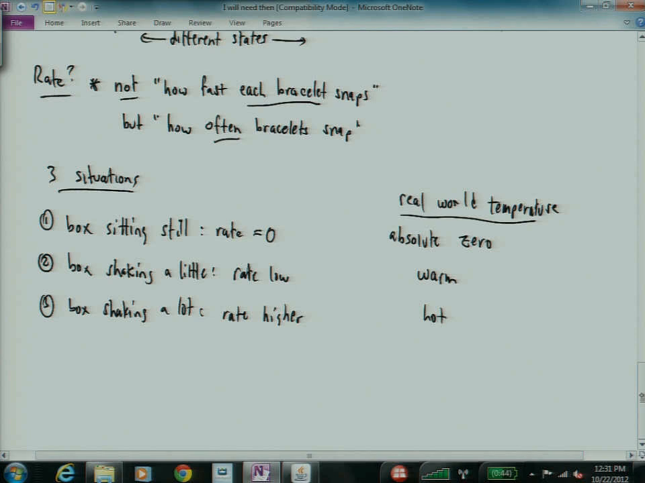And why does that happen? More shaking leads to more straight ones having enough energy to kink and then snap, which leads to a faster rate. And again, to be really clear, an individual bracelet still takes the same amount of time to go from straight to coily. It's just, if I shake gently for a minute, say 3 or 4 of them would flip. If I shake hard for a minute, 20 or 30 will flip. All right? And that's the difference between those. The rate of the reaction is how many molecules make the flip per second.